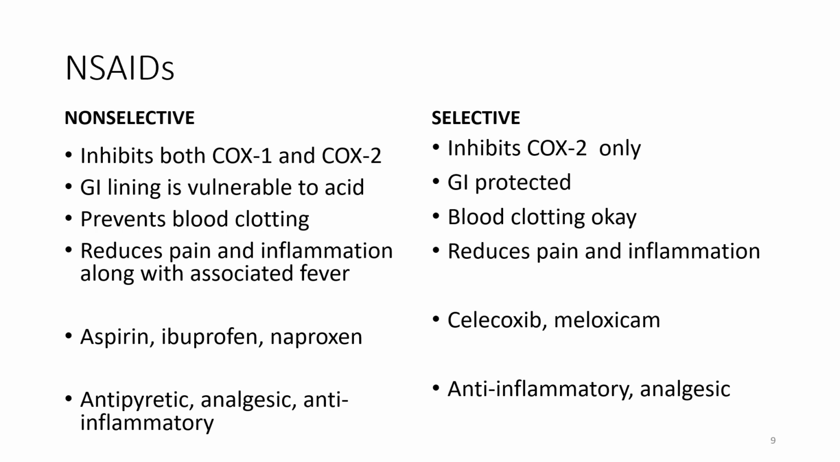When we take a non-selective, it depletes our GI lining. It still reduces pain and inflammation and also fever. Some of the non-selective medications, again, are aspirin, ibuprofen, and naproxen, and most of those you can get over the counter. You don't have to have a prescription. Some naproxens have a much higher dose, like 750 or greater, and those do have to have a prescription.